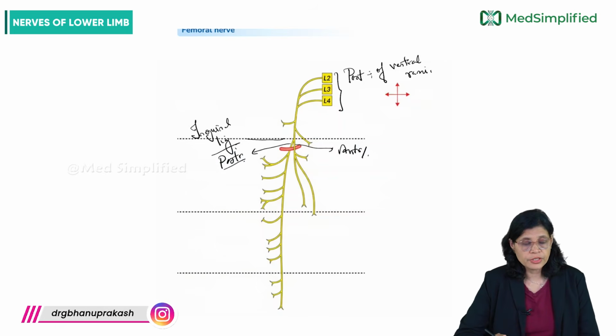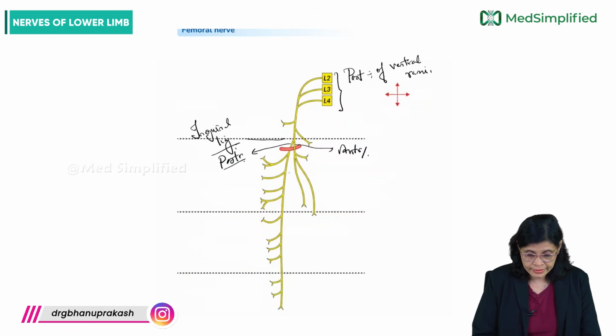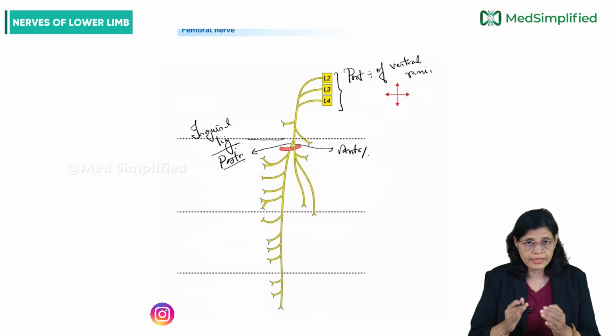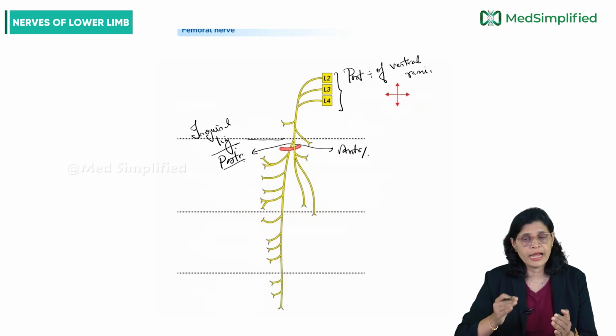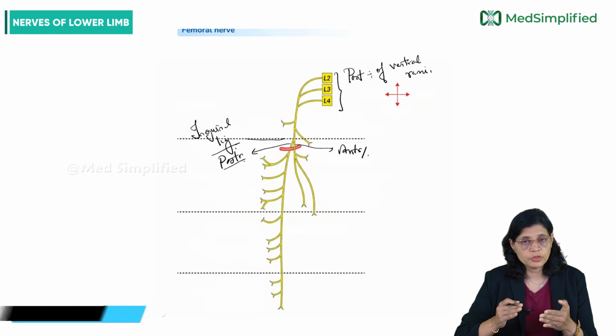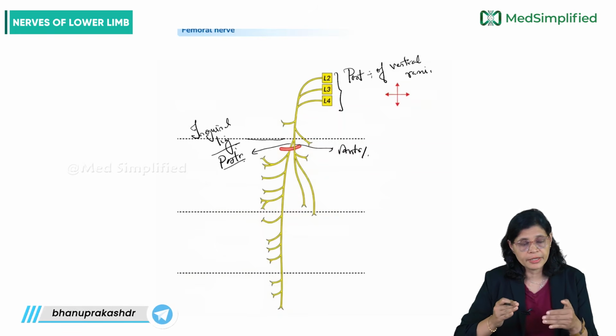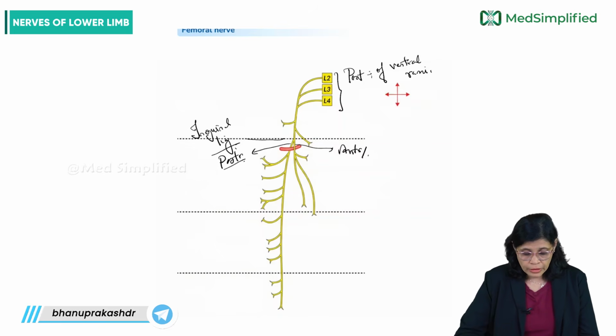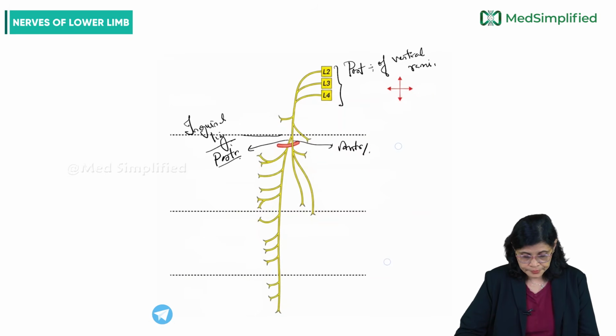So these two divisions will straddle the lateral, or they will encircle the anterior division in front and the posterior division behind. So they are basically separated by the lateral circumflex femoral artery. So now let's look at the branches of the femoral nerve.